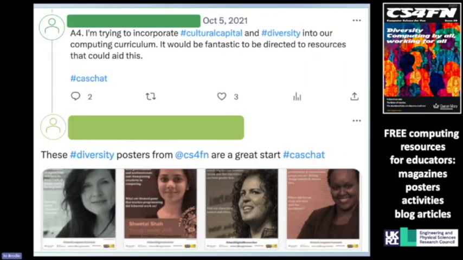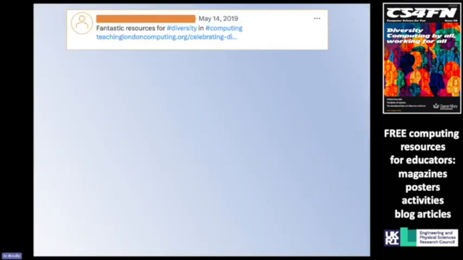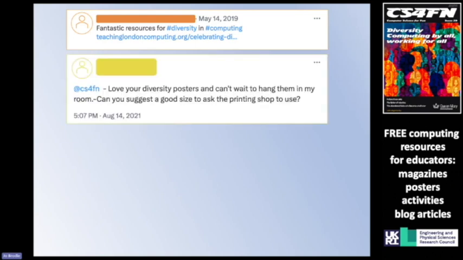And there are lots of other examples. This is a really nice example, actually. Every week, there is a thing called CAS Chat, C-A-S, Computing at School. It's a Twitter chat where teachers get together, ask and answer questions and share resources. So someone specifically said, I'm trying to incorporate cultural capital and diversity into our computing curriculum, what can you suggest? And someone has volunteered us, that wasn't me tweeting that, by the way, that was someone else. And just a few more slides saying, great resources.